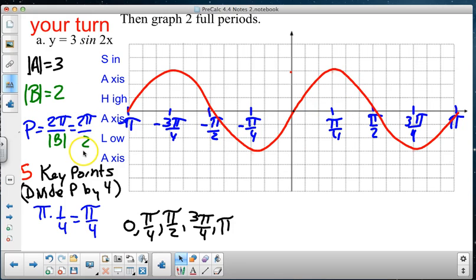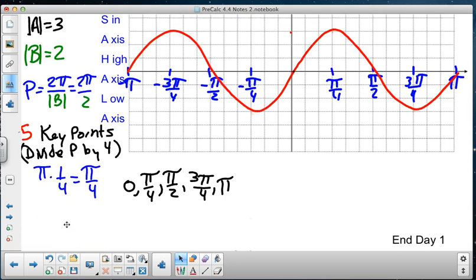Okay, so a period is pi units long. I divide it into 4 equal parts, pi over 4. I start at 0 to get my 5 key points. 0 is one of them. Pi over 4, pi over 2, 3 pi over 4, and pi. Hopefully you're able to get that graph done.